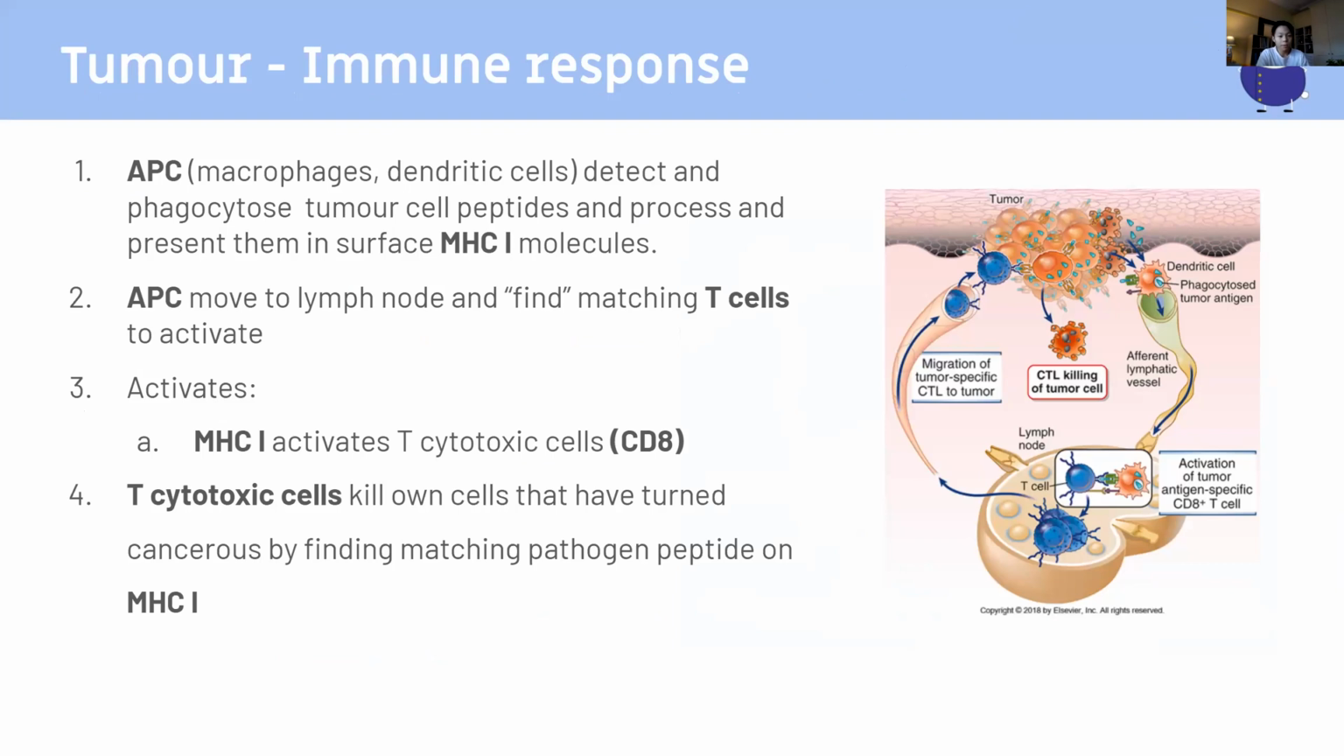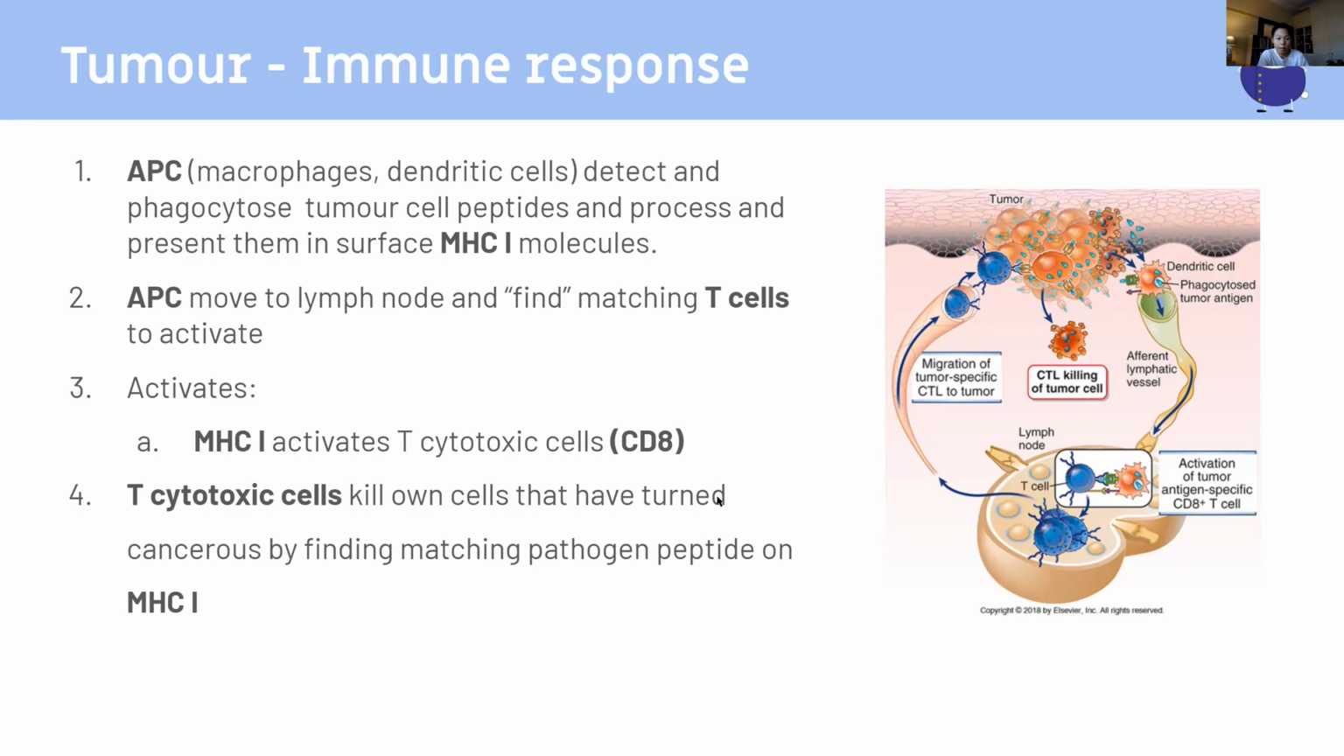Next slide, please. Yep, and finally looking at our immune system in response to tumors. It turns out that our body has a very similar process in dealing with cancerous cells from our own body. Basically, our antigen-presenting cells will detect and phagocytose tumor cell peptides. Cancerous cells have different characteristics to our normal cells. They will have different proteins, and our APCs will be able to recognize that difference, so they present them on their surface MHC class 1 molecules.